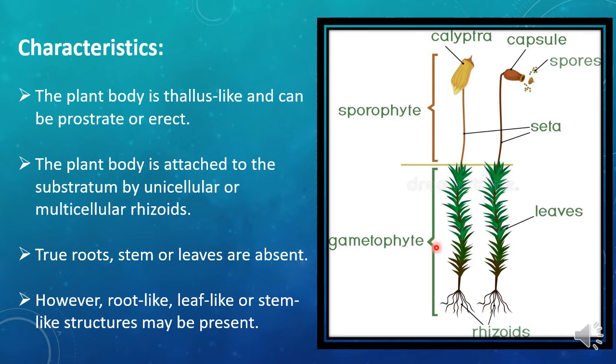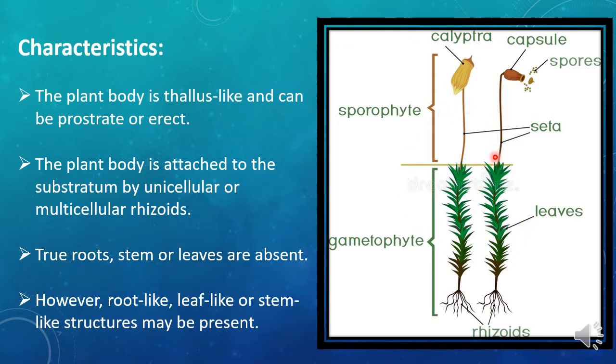In the alternation of generation, haploid gametophyte and diploid sporophyte are involved. The haploid gametophyte produces the male and female sex organs, and these produce the haploid gametes, male gamete and female gamete, and the male gamete and the female gamete fuse together to form the diploid zygote, and the diploid zygote in turn gives rise to the diploid sporophyte. The sporophyte undergoes meiosis to form the haploid spores, and these haploid spores in turn give rise to the haploid gametophyte. So this cycle goes on.